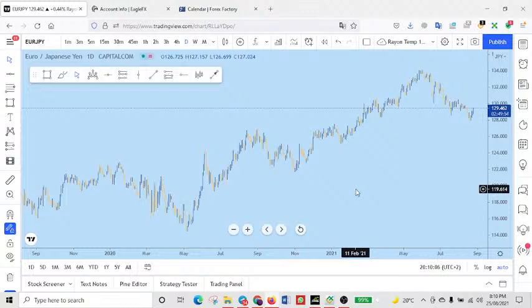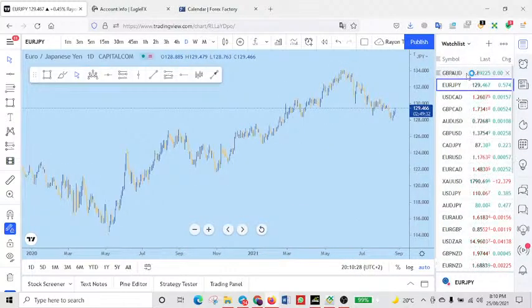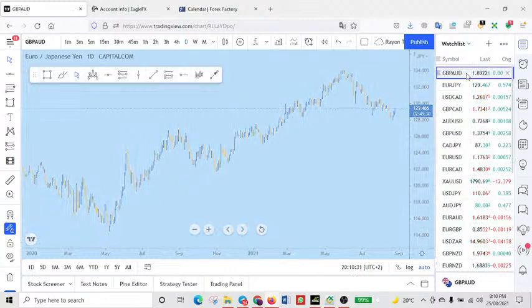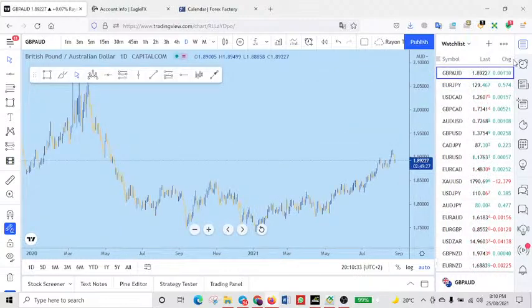So I would like to take this time for us to do a simple analysis on Euro JPY and Great British Pounds AUD. So let's break it down and see what we have going in the upcoming days, because it looks like it's going to play out in the upcoming days. So let's try with Great British Pounds AUD.